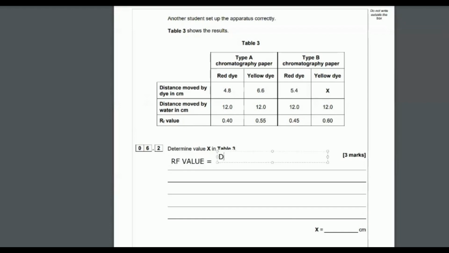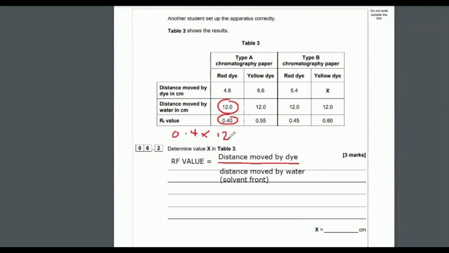Well, there's an equation you need to know off by heart, and unlike physics, you don't get an equation sheet. So the RF value is the distance moved by the dye divided by the distance moved by the solvent. In this case, the solvent is water. We call this the solvent front, the end where the water gets to. So that's the distance moved by the water. Let's look at the first one here. We've got the distance moved by the red dye, 4.8, and the RF value is 0.4. Well, if you times 0.4 by 12, which is rearranging the equation to find the distance moved by the dye, you go RF value times the distance moved by the water, so 0.4 times 12, you get 4.8.